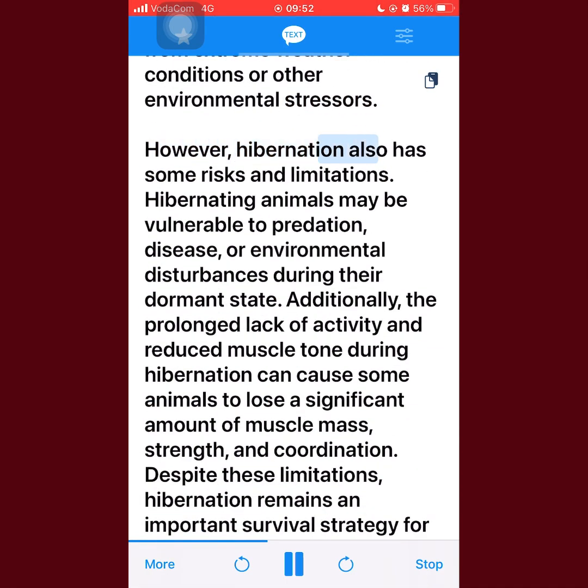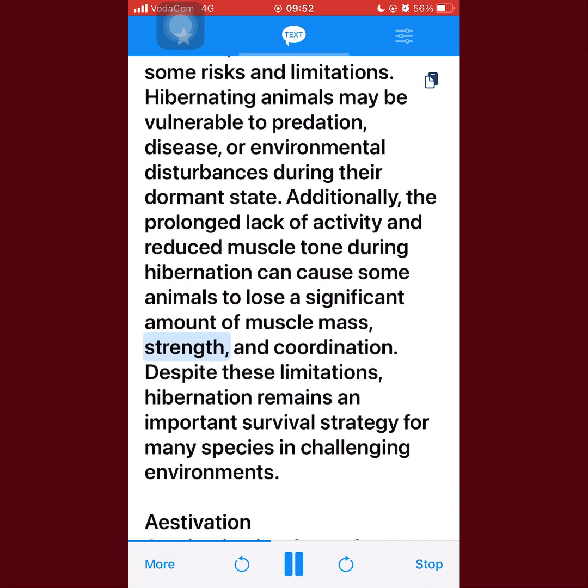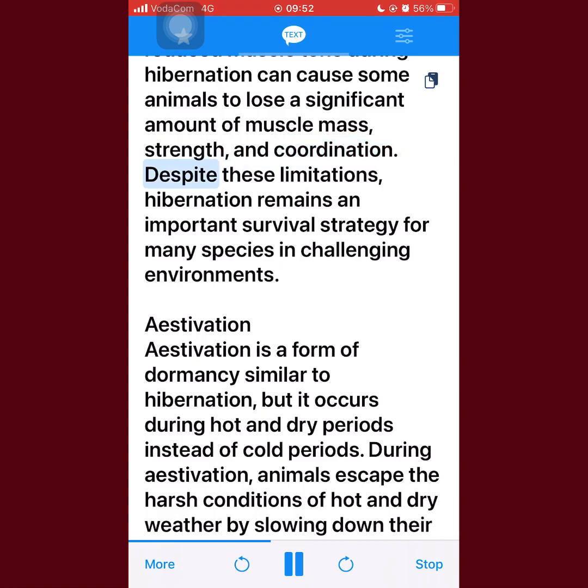However, hibernation also has some risks and limitations. Hibernating animals may be vulnerable to predation, disease, or environmental disturbances during their dormant state. Additionally, the prolonged lack of activity and reduced muscle tone during hibernation can cause some animals to lose a significant amount of muscle mass, strength, and coordination. Despite these limitations, hibernation remains an important survival strategy for many species in challenging environments.